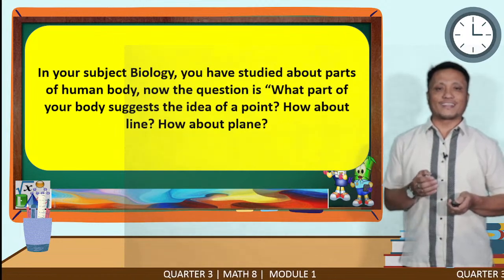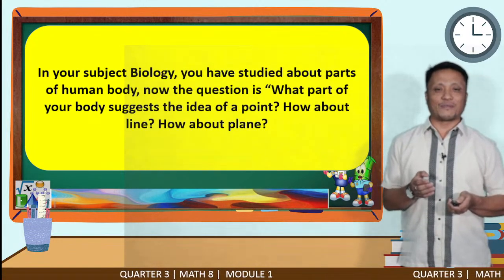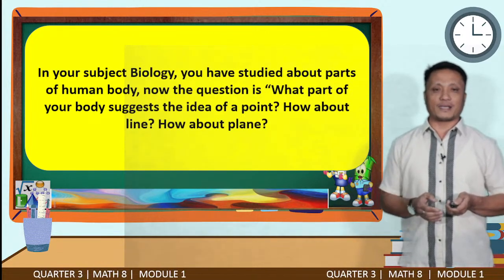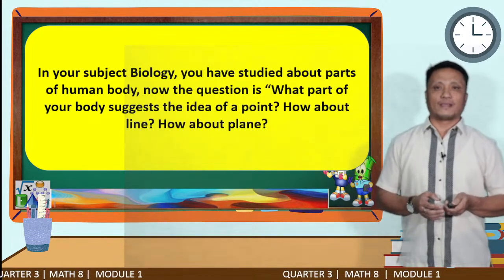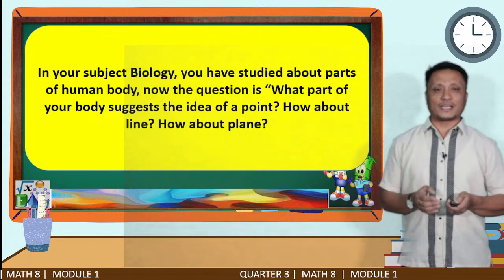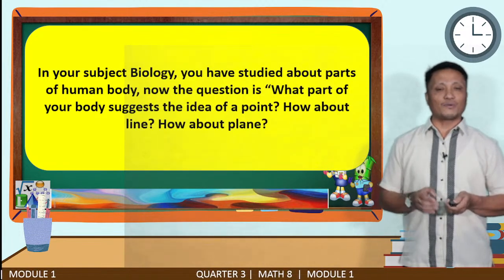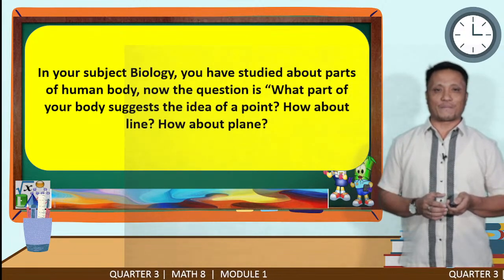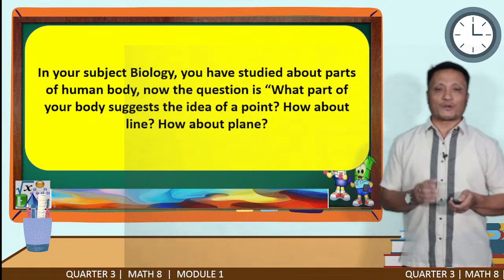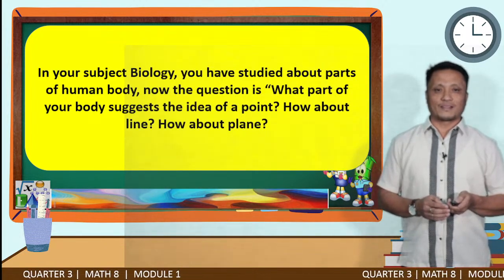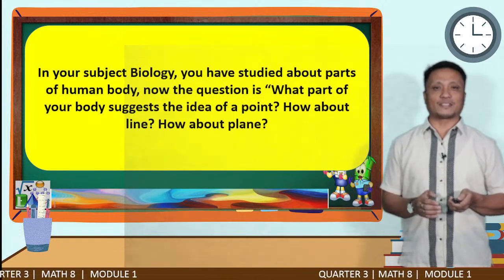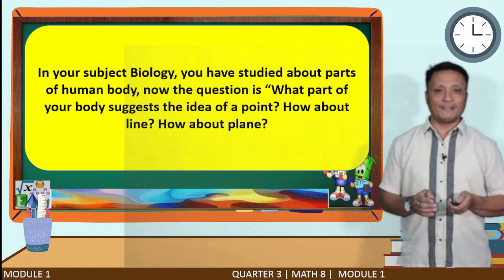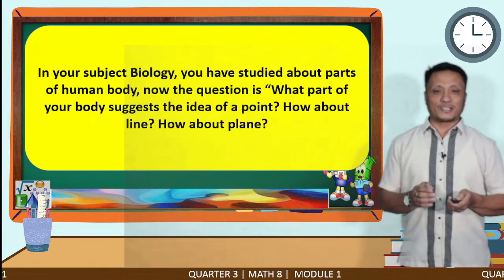Now, let's connect this lesson about undefined terms and defined terms to other learning areas, specifically biology. In your subject biology, you have studied about parts of human body. Now, the question is, what part of your body suggests the idea of a point? Feel free to type your answers at the comment box below. The technical team will see your answers, and I'll be checking that later on after our live session. Again, what part of your body suggests the idea of a point?